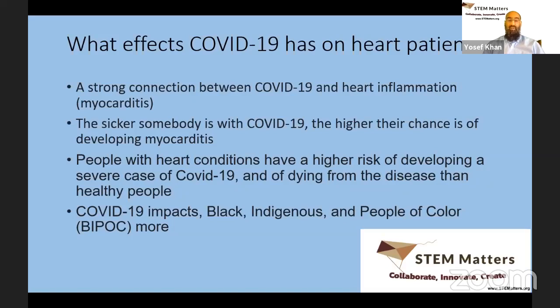We've also realized that COVID-19 in fact impacts Blacks, indigenous, and people of color more. Part of this may have to do with the social determinants of public health and the social determinants of health, that individuals within these groups usually have a lack of access to health care and may have other underlying conditions that are leaning and pushing them towards a lack of a healthy life.